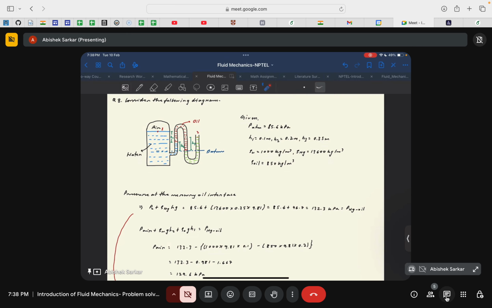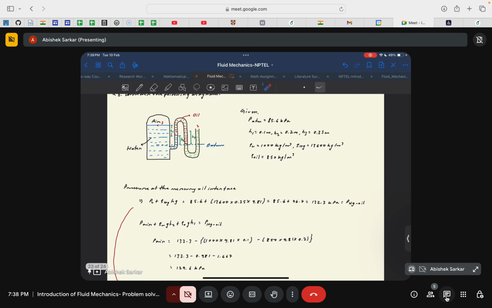Since this fluid is mercury and this is also mercury, I can say that the pressure at these two points will be the same. So at this point we will have pressure as P2 plus rho Hg times height times gravitational acceleration. So we have 85.6 plus 13600 times 0.35 times 9.81, that is 85.6 plus 46.7, which is 132.3 kilopascal. That is the pressure at the mercury and oil interface.